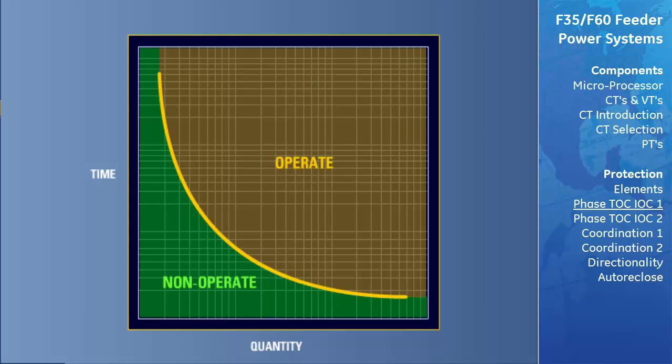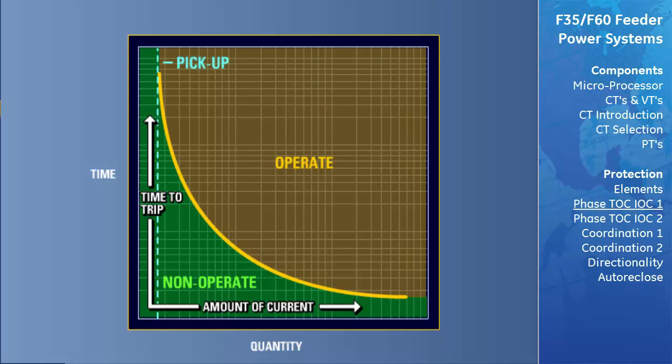The third region is the plotted curve representing the boundary between the operate and non-operate regions. If the measured quantity and time intersect on this curve, the element will operate. The pickup represents the minimum value of the measured quantity that will cause the element to operate.